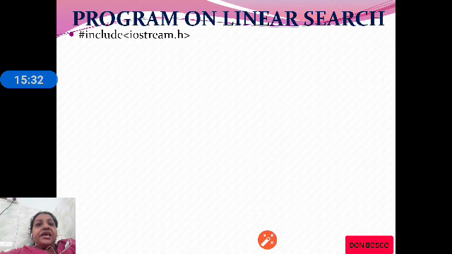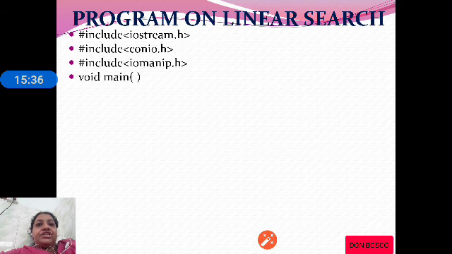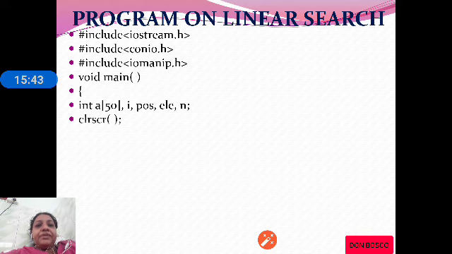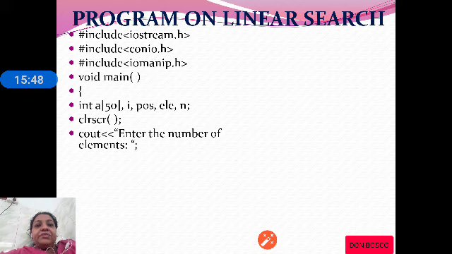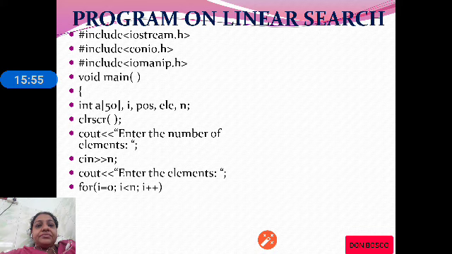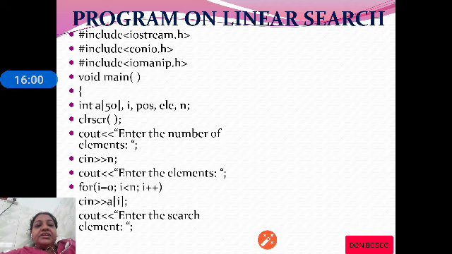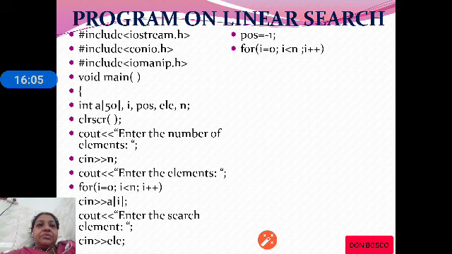So let us see a program on linear search. First we are including iostream.h, conio.h, iomanip.h. The program begins with void main. Enter number of elements. We are accepting the number of elements. Then we are accepting array elements. So after accepting array elements, we are accepting the search element, that is ELE. Then position is equal to -1.